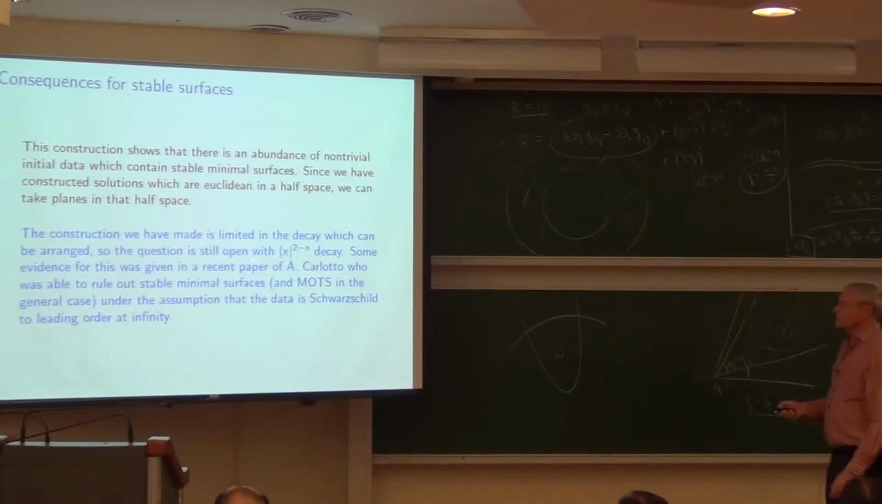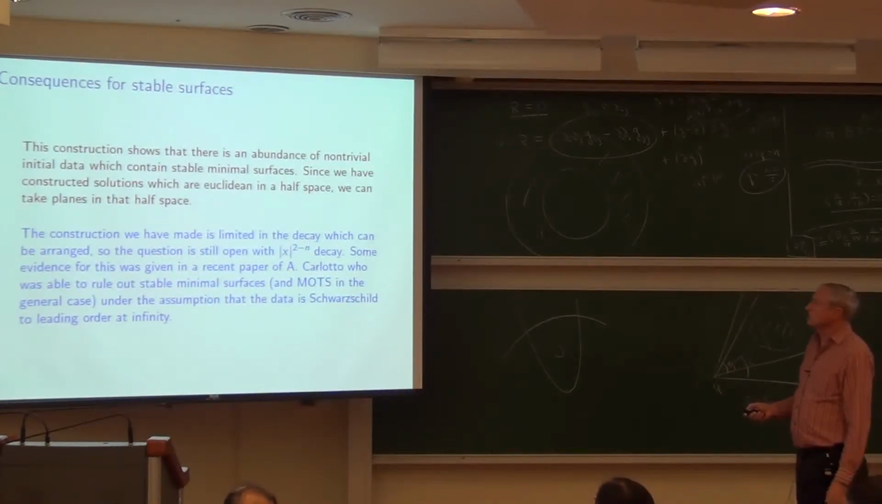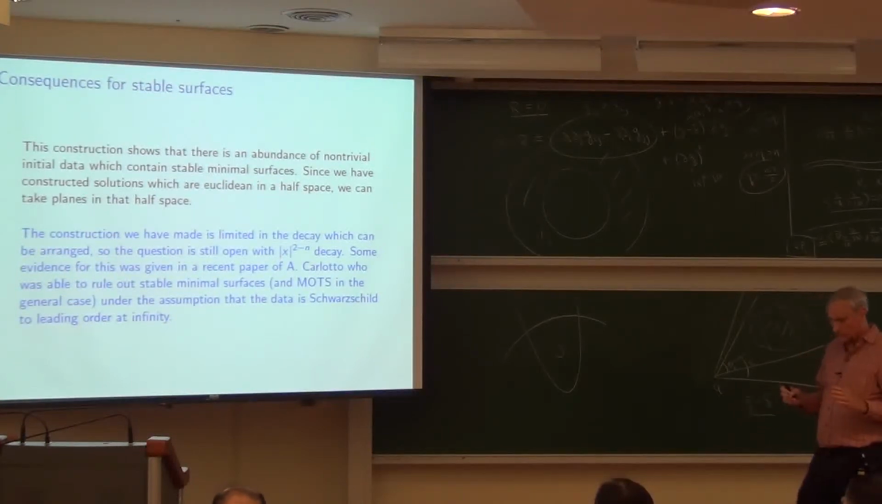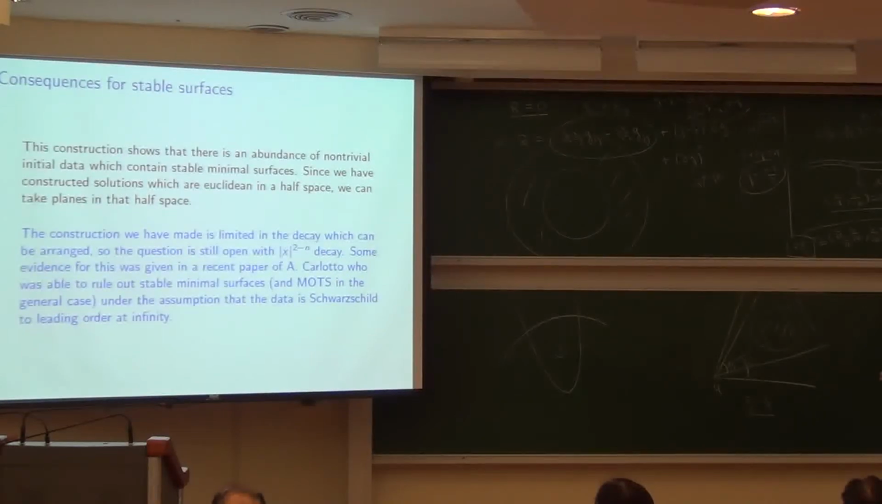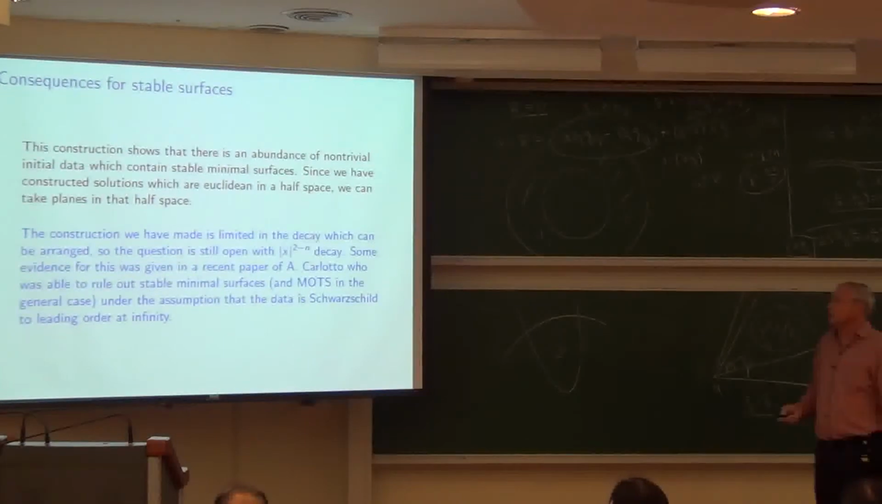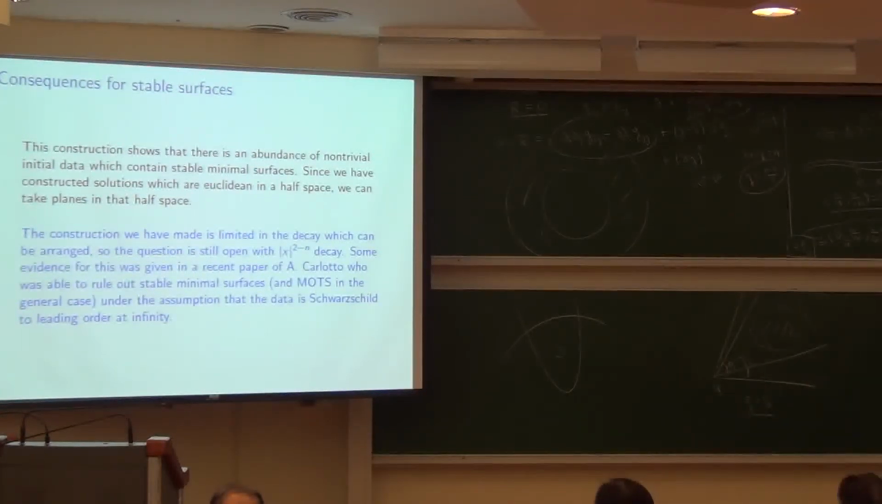However, again, the question is still open if you assume x to the 2 minus n decay. So if you assume decay at the Schwarzschild rate, then it's still not clear. In fact, my student, the first thing he did is he was able to rule out stable minimal surfaces of knots in the case where you assume the metric is a boosted slice in Schwarzschild up to leading order. So it turns out in that case, if you have more isotropic asymptotics, then in fact you cannot have a stable minimal surface of knots.